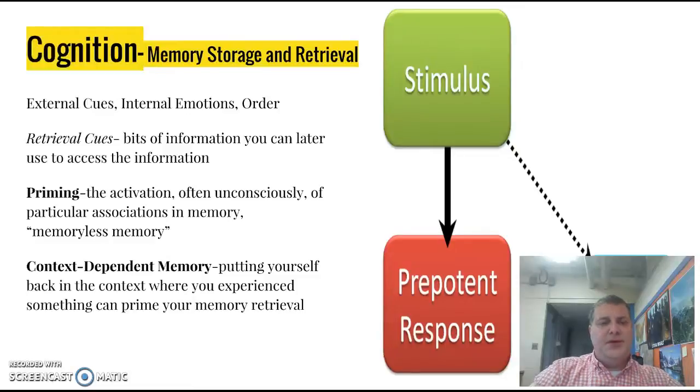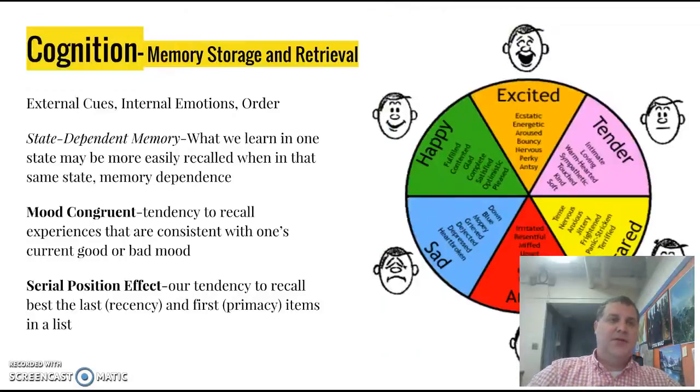Context-dependent memory is putting yourself back in the context where you experienced something so that you can prime your memory for retrieval. You might put yourself back in your mind to where you were sitting there listening to music and trying to study for the test coming up.